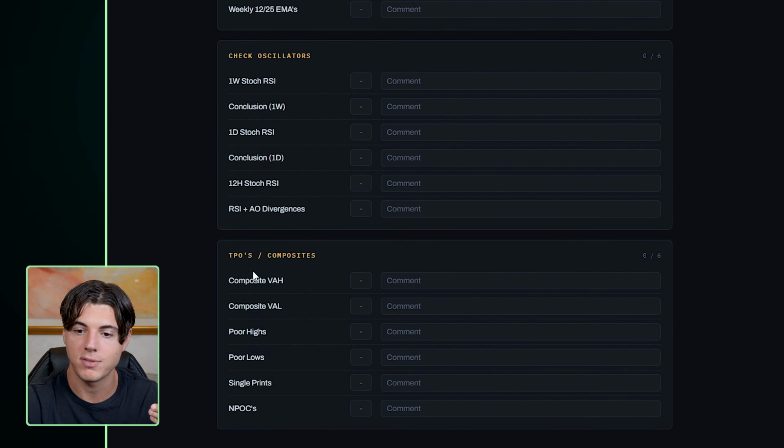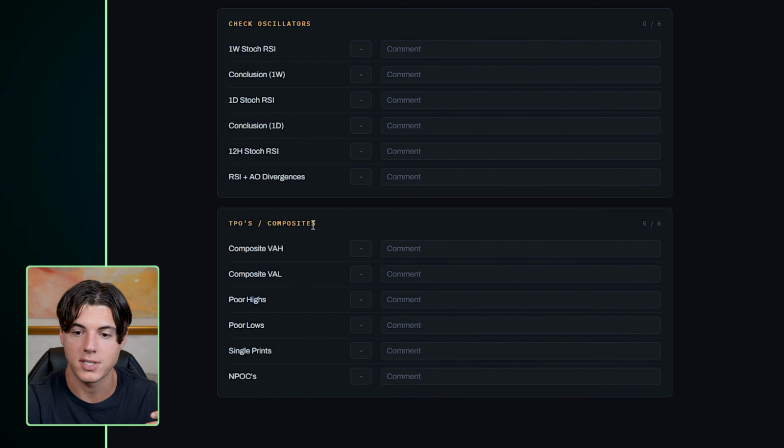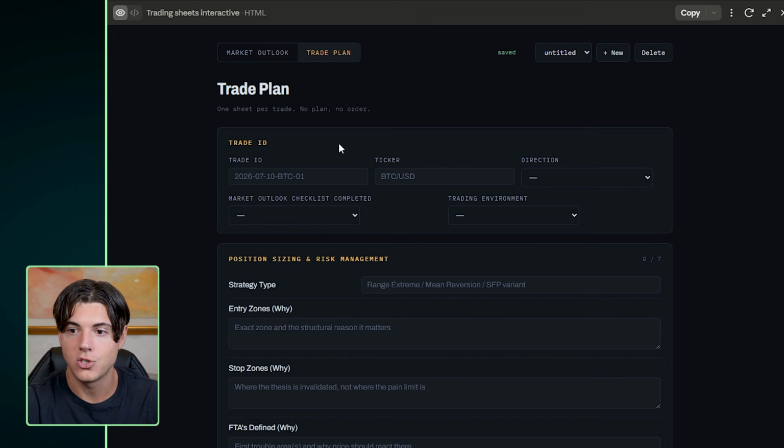And lastly, we just have TPOs and composites. So this is a tool that I use to identify inefficiencies that you cannot see on a chart. So far, these sheets don't look too bad.